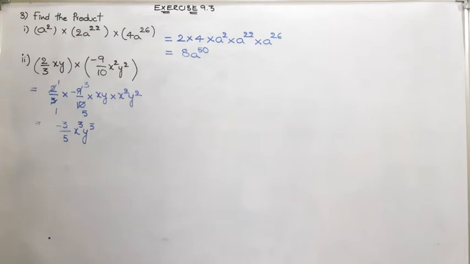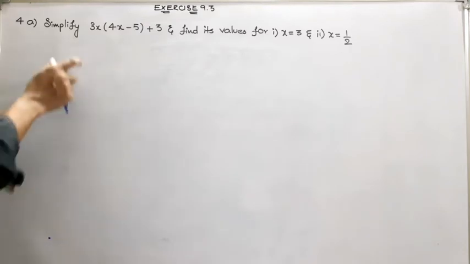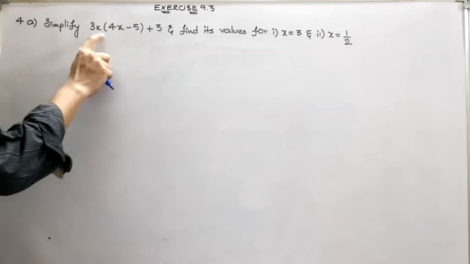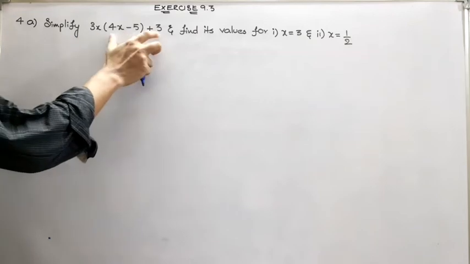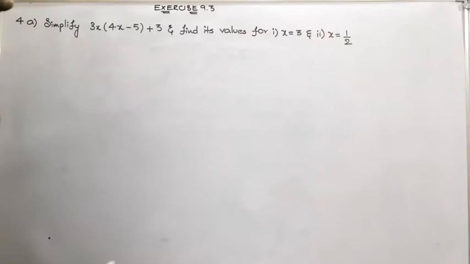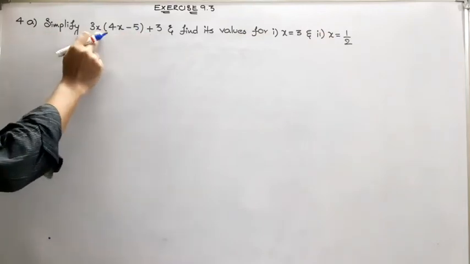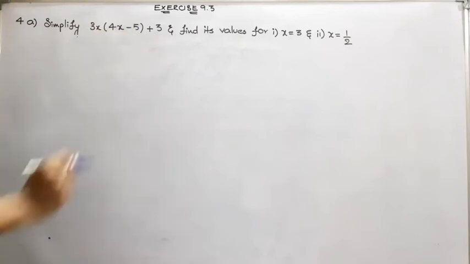Now we are going to fourth Roman. Check the board. So the fourth Roman, a question. Simplify 3x into 4x minus 5 plus 3 and find its values for x is equal to 3 and x is equal to 1 by 2. So up to here it's one question. That means simplify 3x into 4x minus 5 plus 3.